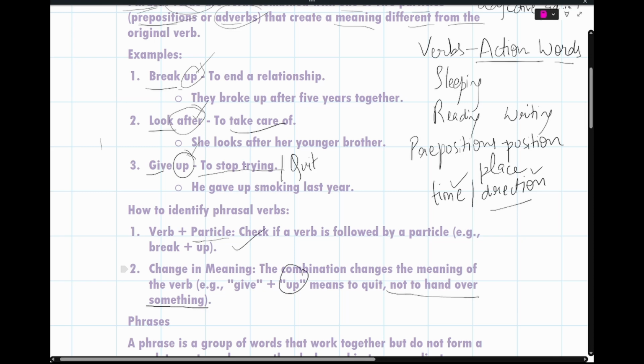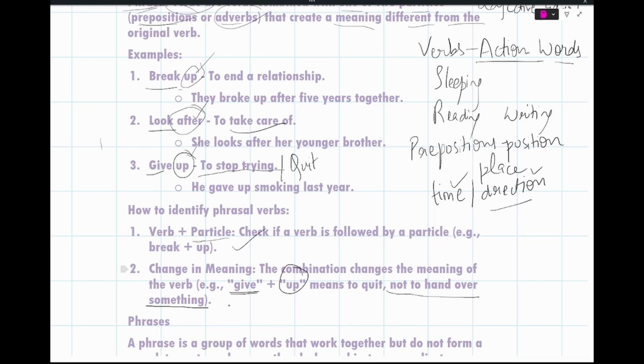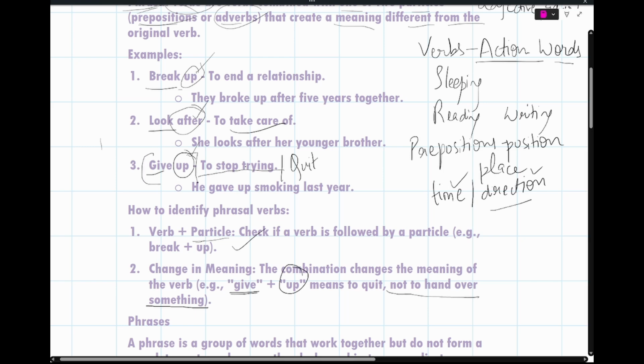Just because you added a component, it will change the meaning of the full thing. So now it is no longer to give something. Now give up means to quit. So if you see give up, then this whole thing is a phrase. If you just see give, then it's just a verb.